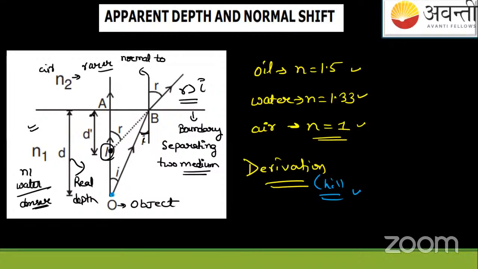So this D dash, remember, distances are measured from the boundary only. This D dash is the fake depth, the apparent depth. That is the proper physics word. Understood? This much is cleared.